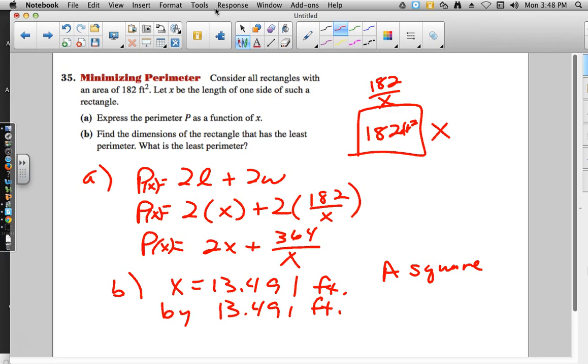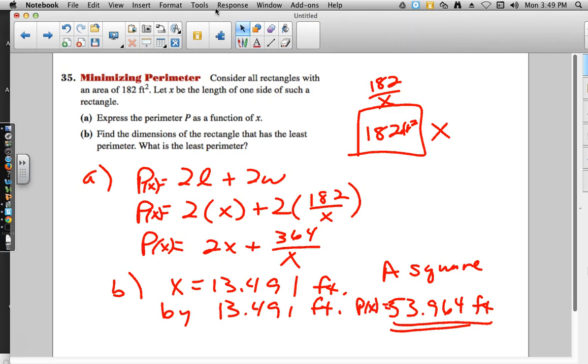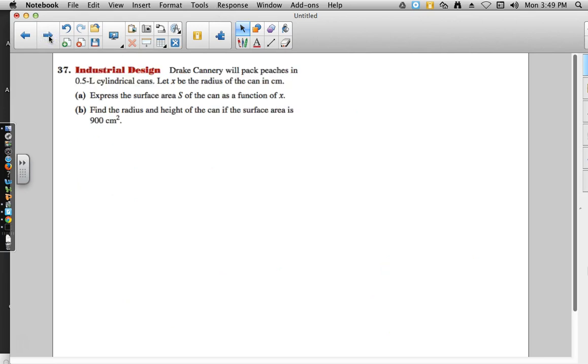And what is that least perimeter? Well, we'd plug that in and take 2, well actually 4, times 13.491, just to save a little time because this is a square. And that would be 53.964 feet for the perimeter. All right. So something to remember in the future is that usually if you're talking about minimums or maximums with rectangles, you're going to end up talking about a square.